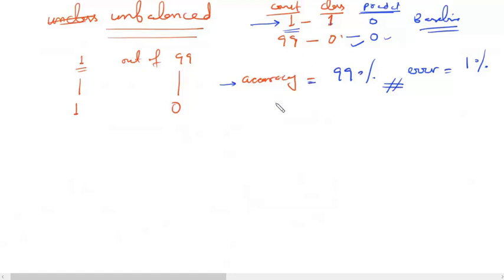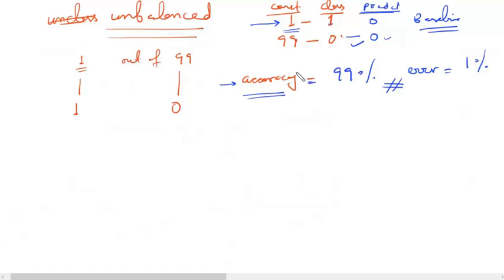So in these cases, we do not use accuracy as the evaluation parameter. We have a few other parameters which we'll talk about in this video, and those parameters become very important, especially in case of unbalanced classes where you have more of one class and less of the other. Also, it depends on your business requirement.